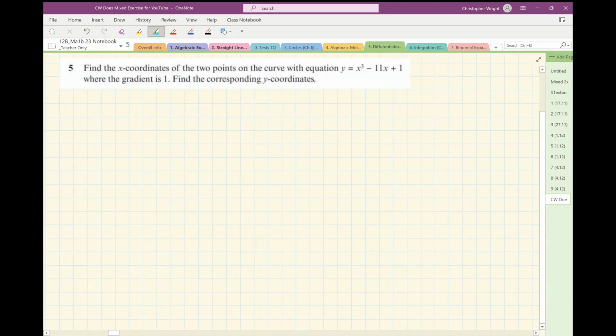Question 5. Find the x-coordinates of the 2 points on the curve with that equation where the gradient is 1, and then find the corresponding y-coordinates. So I'm going to start with the equation of my curve, and I need to find the x values which give me a gradient of 1.